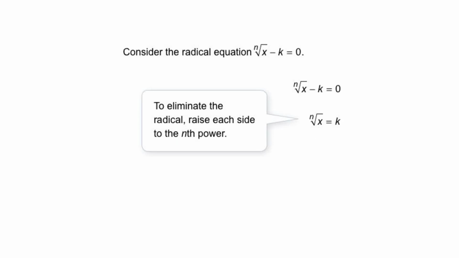Then, to eliminate the radical, we'll raise each side of our equation to the nth power, the power of the index. The nth root of x to the nth power equals k to the nth power. And the nth root of x to the nth power is, of course, x.